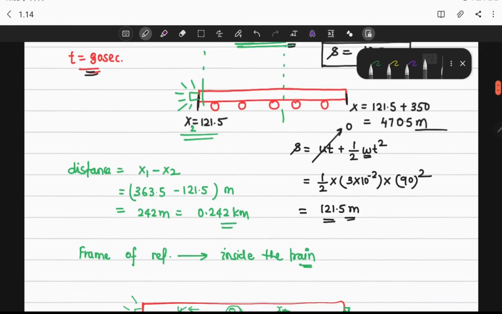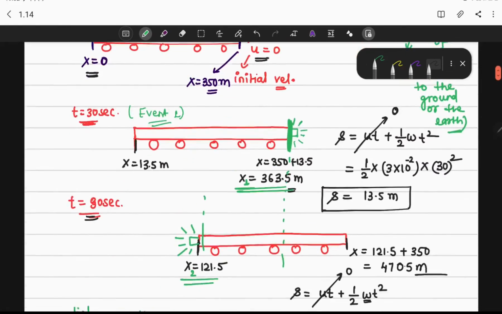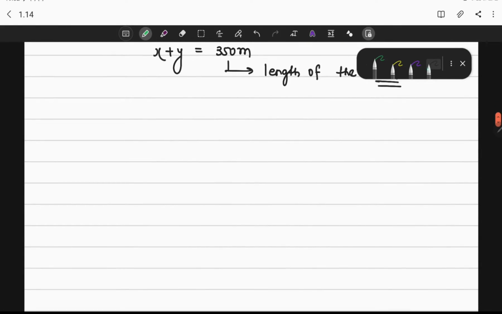Okay, now coming to the second problem. In the second problem, it is asking that our frame of reference is moving with constant velocity relative to earth. Then in that particular case, with respect to that reference frame, the two events are occurring at the same point. So in that case, what should be the velocity of that reference frame? Okay, so let us say that we have the reference frame of this one, which is moving with a velocity of v, and then we have the train.